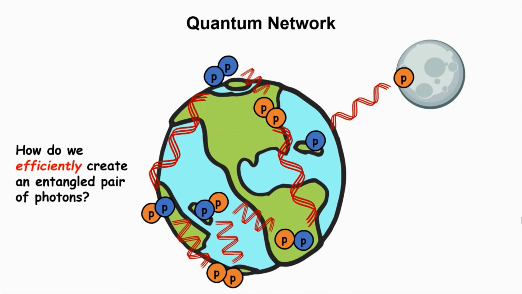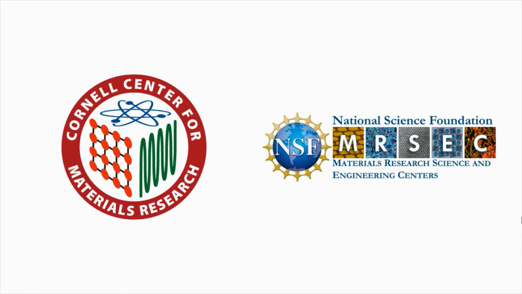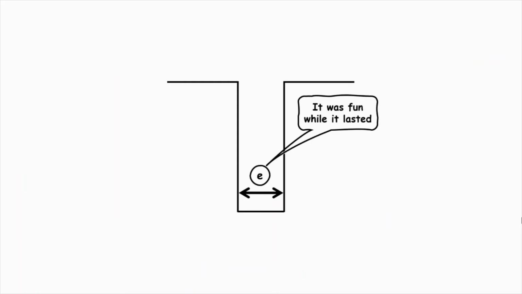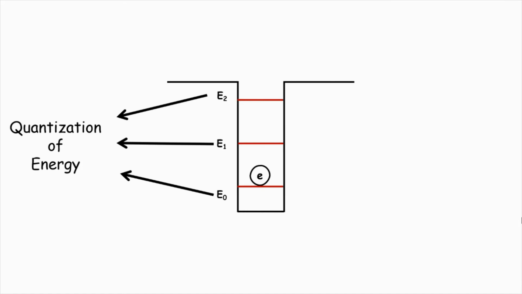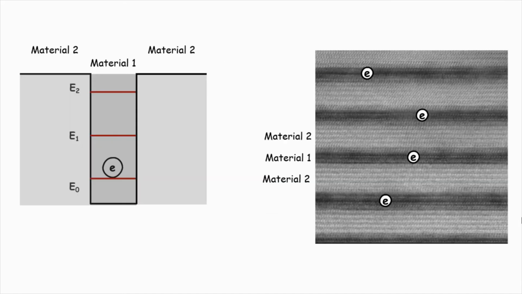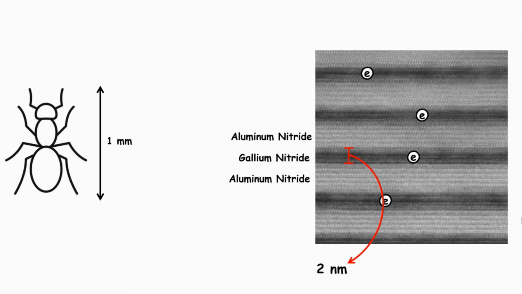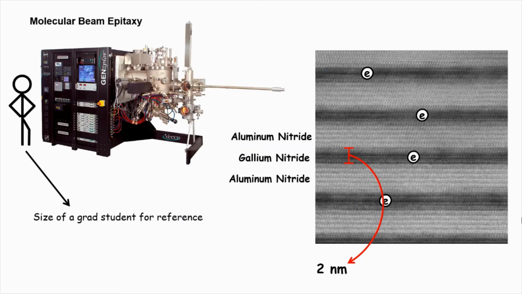Here's one way we're approaching this at the Cornell Center for Materials Research. A free electron, when trapped, can only have specific energies. We call this trapping structure a quantum well, which we could realize by putting electrons in a material sandwich. This is an image of 2 nanometer layers of gallium nitride in which electrons are trapped by layers of aluminium nitride. And since a nanometer is about 1,000,000 times smaller than the smallest ant, such a structure is grown one layer of atoms at a time in big, complicated tools.